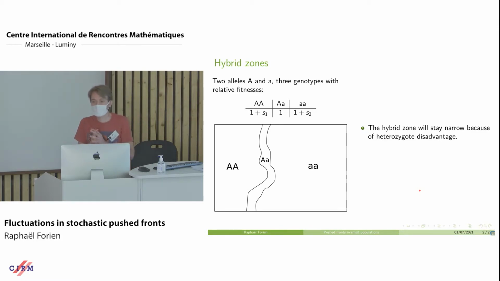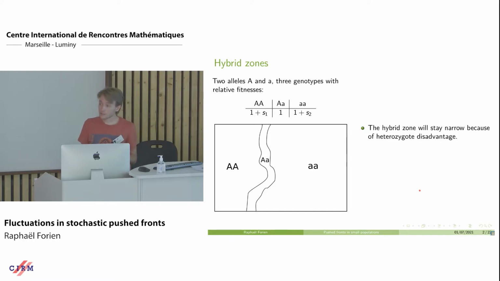and where the subtypes are mutually incompatible. So the simplest example of this is when you have a diploid population with one gene that comes in two alleles, capital A and little a, and where capital A capital A individuals are fitter than capital A little a, and little a little a individuals are fitter than capital A little a. So heterozygous individuals have a disadvantage.